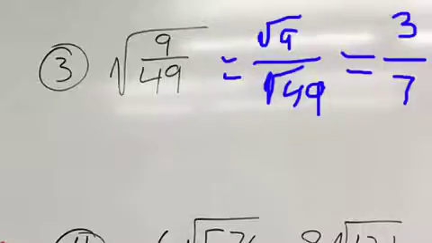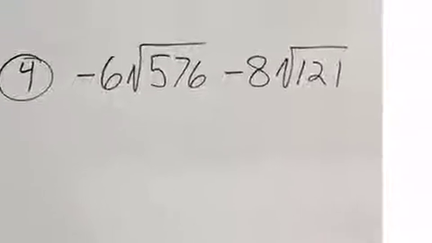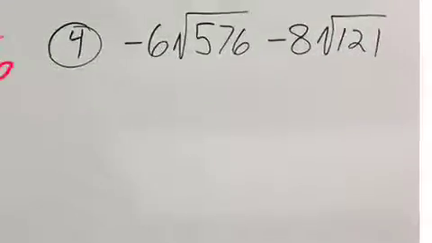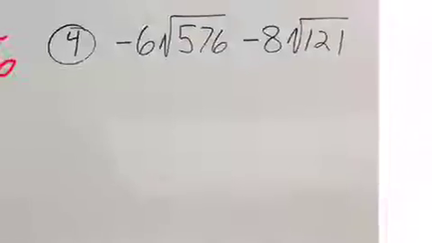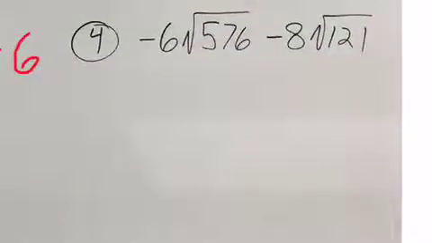All right. Moving on to number 4. Now number 4 looks really not good. Okay, I get it. But let's talk about what this means. The way this is read is we're going to read this as negative 6 times the square root of 576 minus 8 times the square root of 121. So we need to now in our heads be thinking, do I know the square root of 576? Do I know the square root of 121?